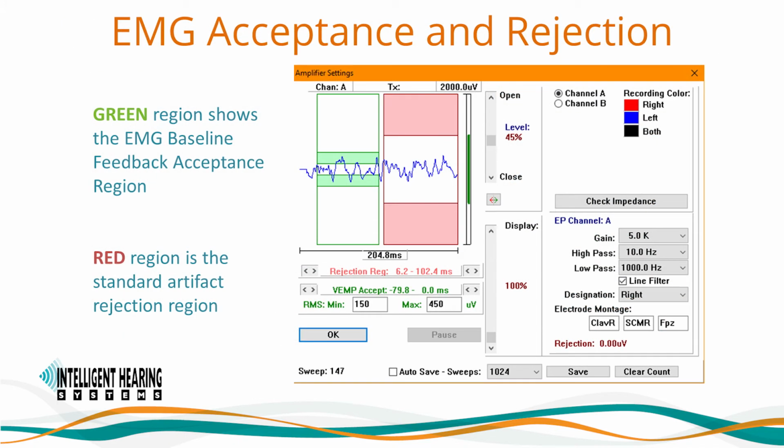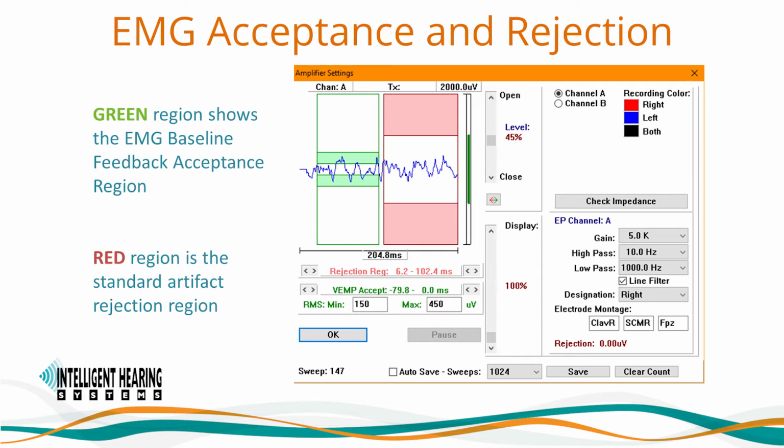Now let's dive into the SmartEP VEMP module and some concepts and definitions that need to be understood before testing is performed. Let's begin by exploring the amplifier settings window. This is where the ongoing EMG waveform is displayed. The user can set and view the low-pass and high-pass filter setting, the amplifier gain, and turn the line filter on or off. These settings control the amplifier into which the raw EMG signals are fed.